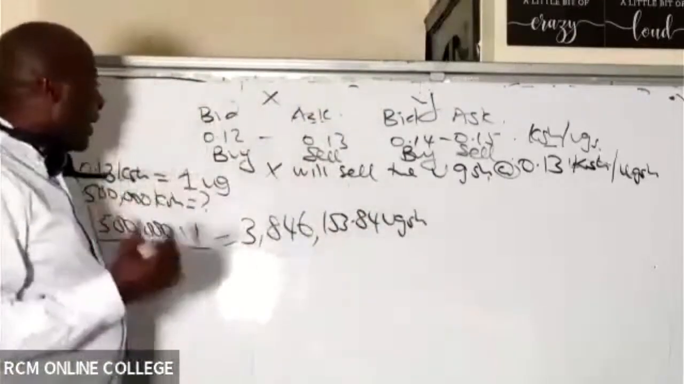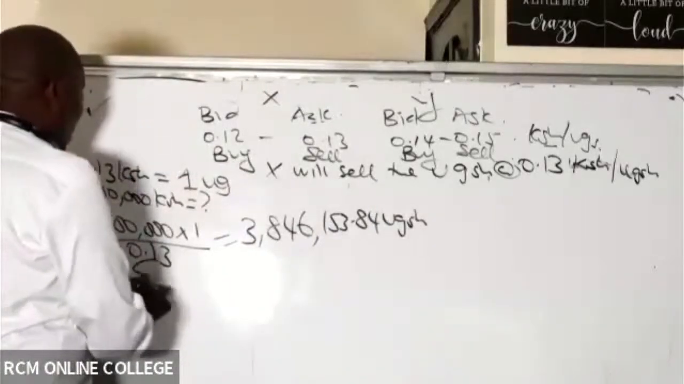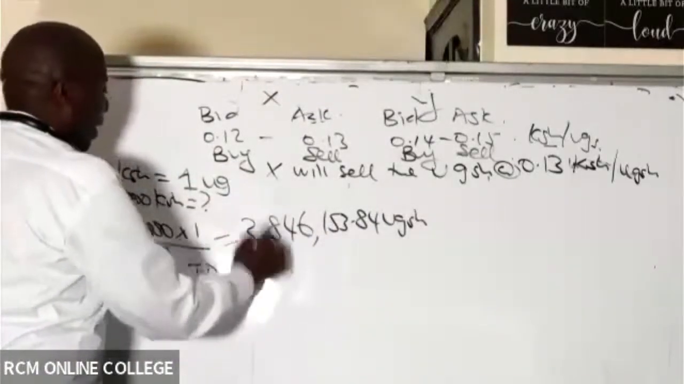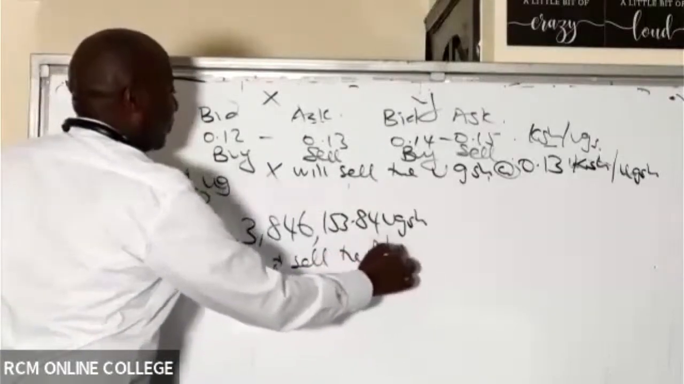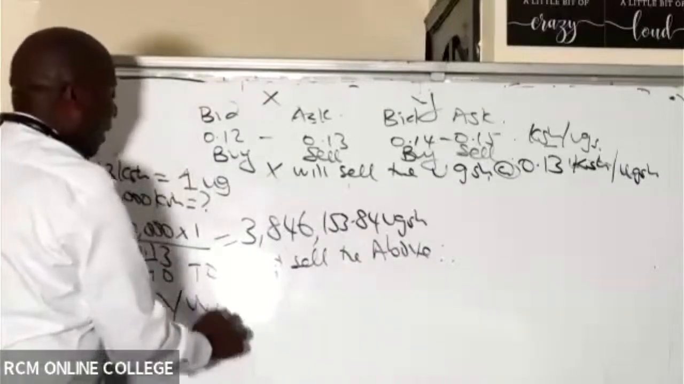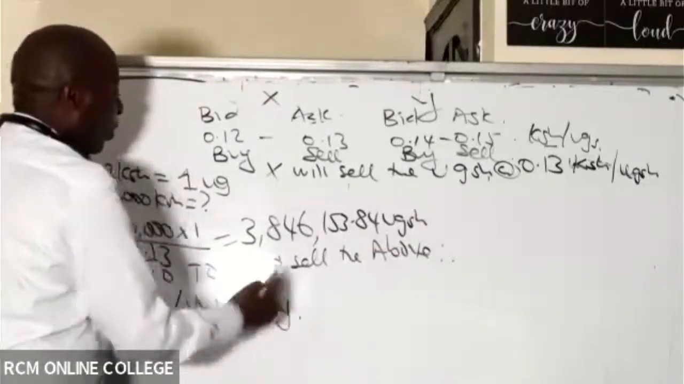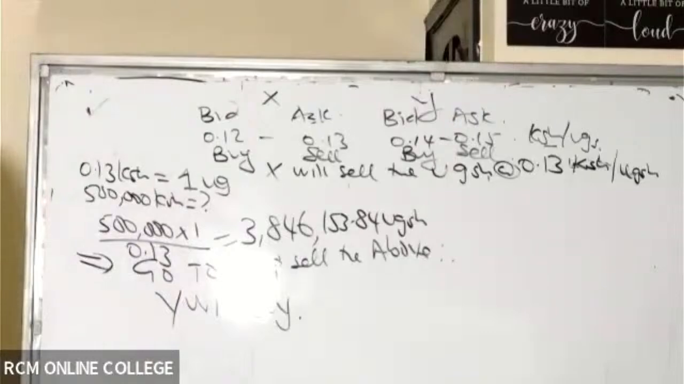So if you have the hard currency, then you're right. In this case, straight away, go to Y and sell the above. And therefore, Y will buy. Y will do what here? Y will buy. Let me adjust my light a bit. So Y will buy at what rate?